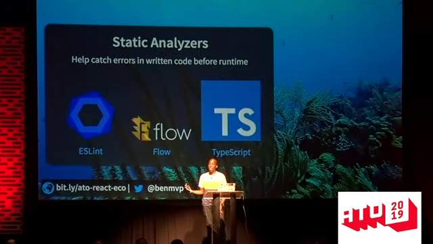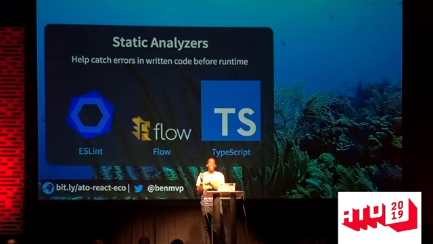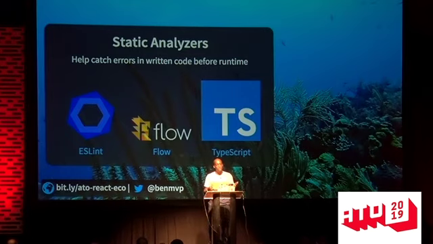Then there's static analyzers, all right? And this helps you find bugs in your code before it actually is shipped out. So ESLint is the original one, and it was geared towards making the code seem the same across all of the developers, but now it can actually catch common errors in your JSX and things like that.